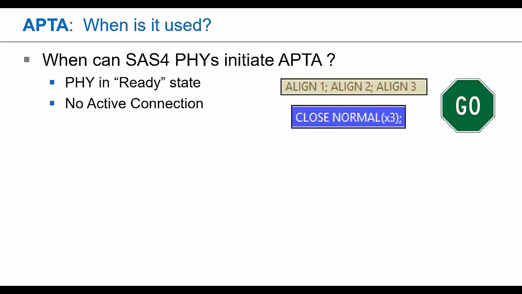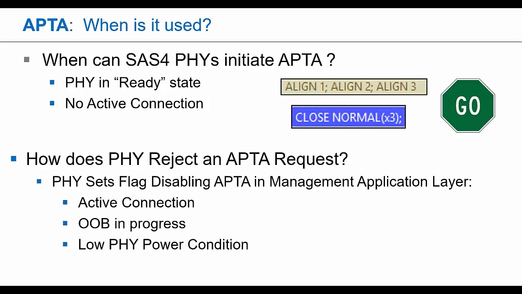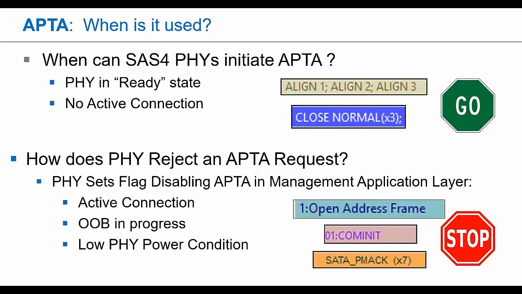In reading this spec, you'll also see that there's no way to actually NAK an APTA start. What they do is set some register at a higher layer that disables APTA in real time, and this would happen automatically whenever the PHY has an open connection, is sending OOB, or enters low power. In all three of those cases, you're supposed to prevent the link from going into APTA based on that link state. So you should never really have to NAK an APTA command given this rule.